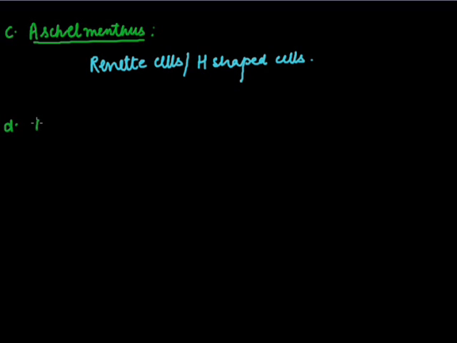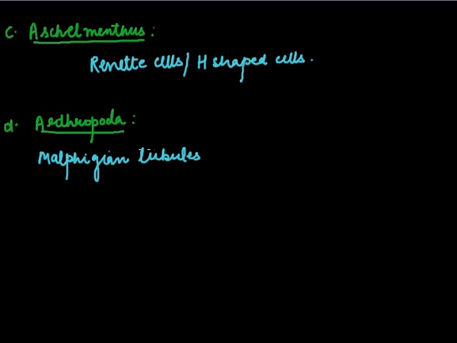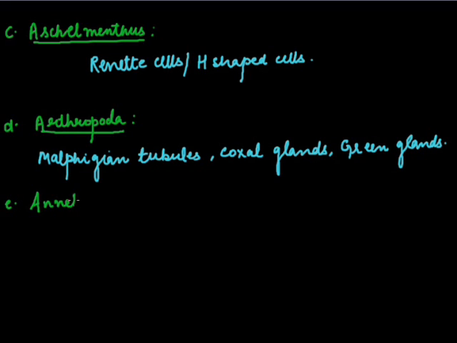From aschelminthes, let's move on to Arthropoda. There are Malpighian tubules, coxal glands and green glands, all responsible for excretion. From Arthropoda, let's move to annelids, the group of earthworm. In annelids there are nephridia, which are responsible for excretion.